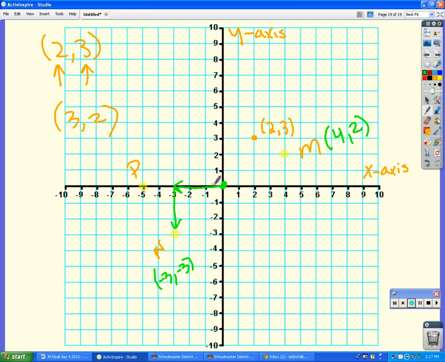So this one right here, -3, -3, Madison. I start in the middle and I go to the left 3 because it was -3, and then I go down 3 because it's also -3. I end up right there.